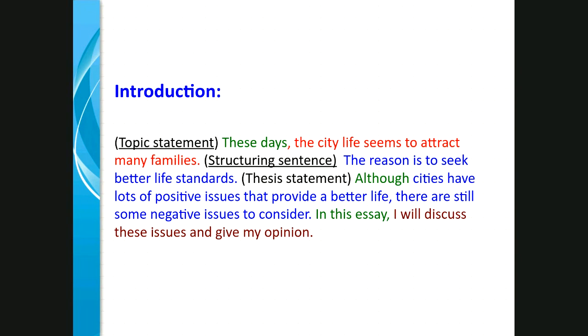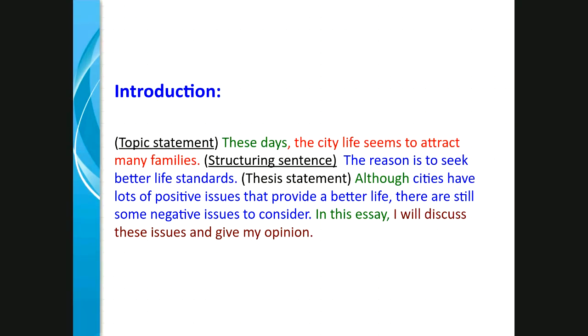لاحظ كلمة seek هذه it's very good academic word that you can use to seek. Okay, to look at or to search for. كل هذه synonyms. To seek better life standards. life standards اللي هي المعايير الحياة أو الأسس الحياة الجيدة المثلى. Okay, better life standards. آخر حاجة تحط الثيسيس ستيتمنتس عندك.